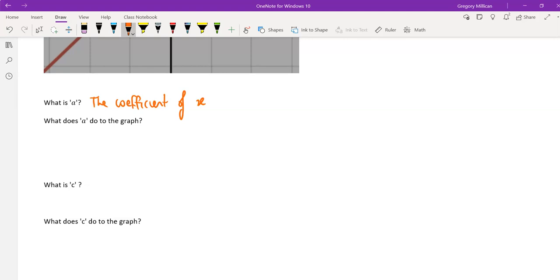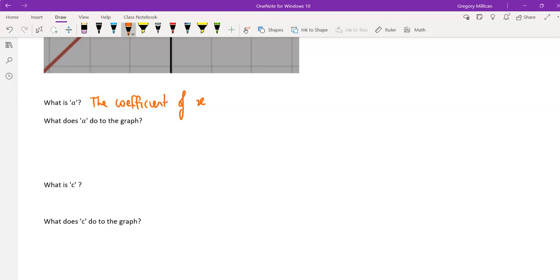Your job will be to work out what A does to the graph. So I want you to play around with A, explore different values of A and what's happening with the graph. Now, we already know the answer to this. What's A? The gradient, right? So we know that A impacts the gradient. What I want you to do is be a little more specific. When A is 0, what happens? When A is positive, what happens? When A is negative, what happens? Play around with A.